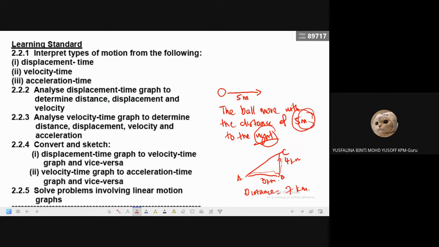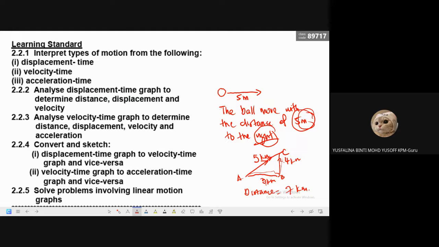But if they ask you what is the displacement? Displacement means the shortest distance, the shortest travel distance, but in a specific direction. So it must have a direction. If Ali wants to go from A to C, the shortest distance is here. For this one you use the Pythagoras theorem, so 3, 4, and you will get 5 km. This 5 km we call the displacement, when you must have a direction.